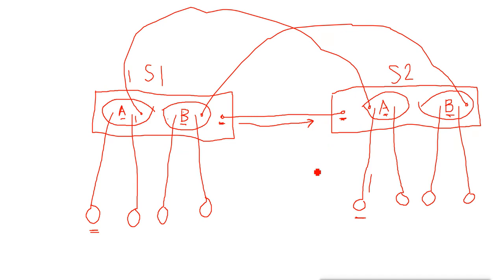So what we use is a separate link to connect. Now when you connect the link to the other switch, by default the link will become an access link.